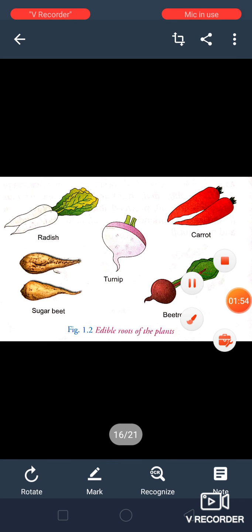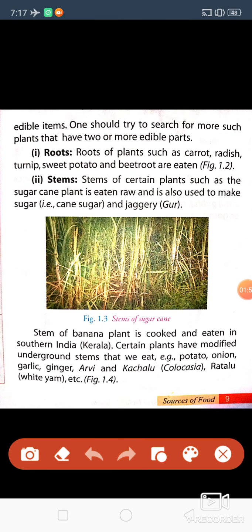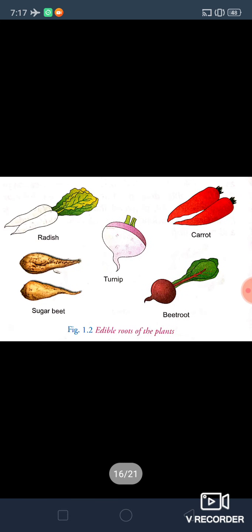Got it? So you can see here, from roots what kind of food items we are getting. From roots we get carrot, radish, turnip, sweet potato, beetroot, isn't it? So these are the food items which we get from roots. Okay, and just now I showed you the figure. These are the food items which we get from roots.